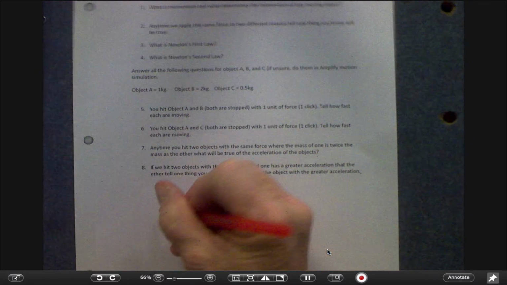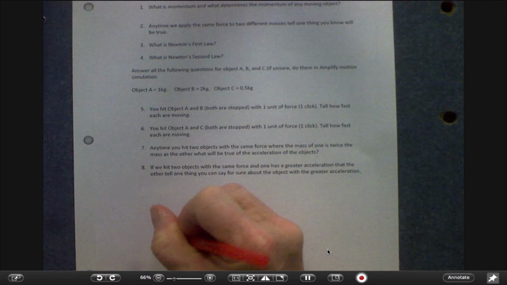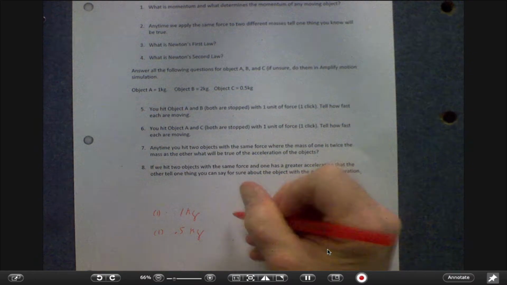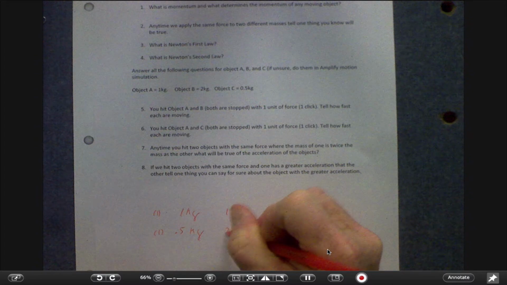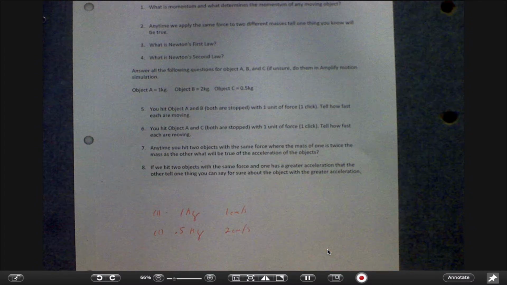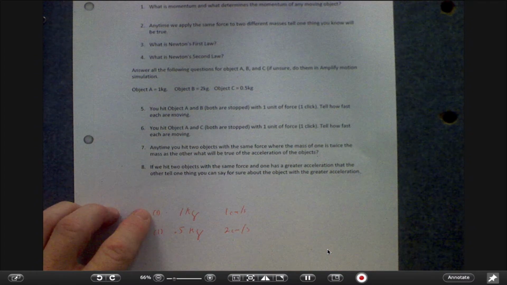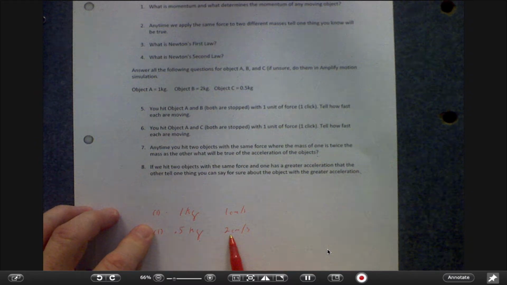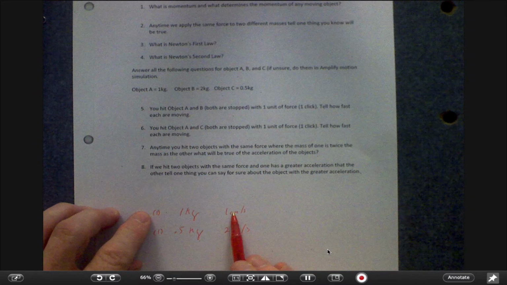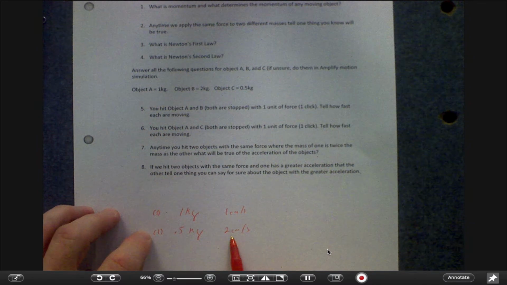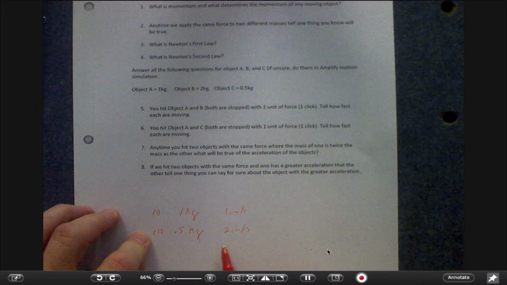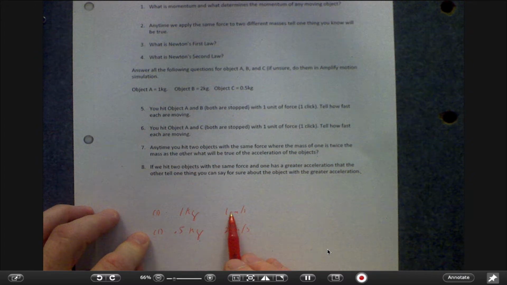So if I hit these with one click each, then this is going 1 centimeter per second, and this one is going 2 centimeters per second. If I change this to 2 clicks each, this is going 2, this is going 4; 3, this is going 6; 4, this is going 8. This will always have double the acceleration of this.